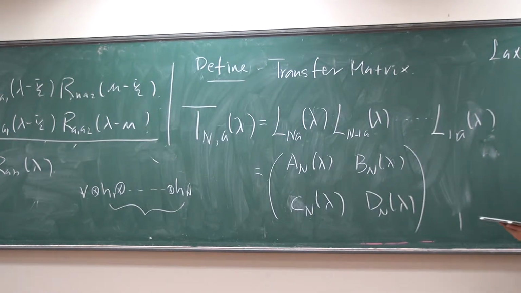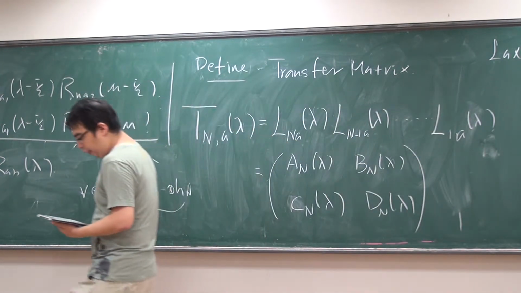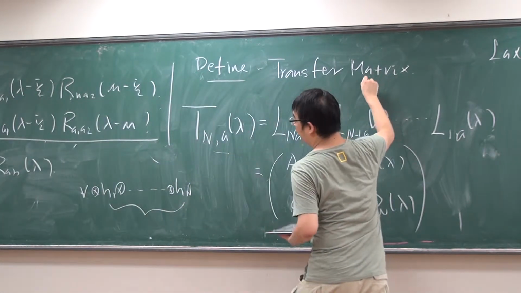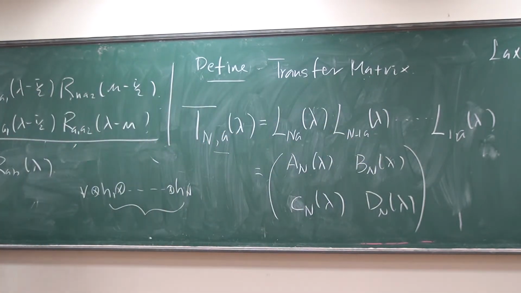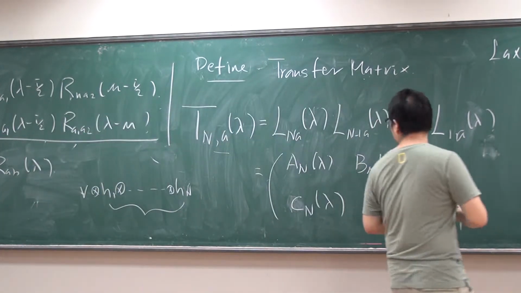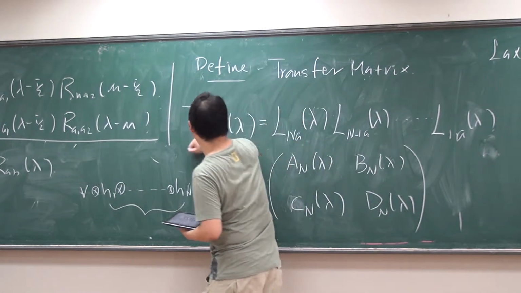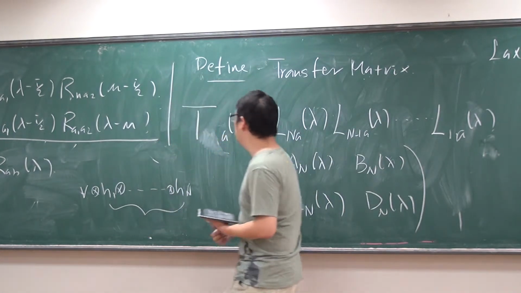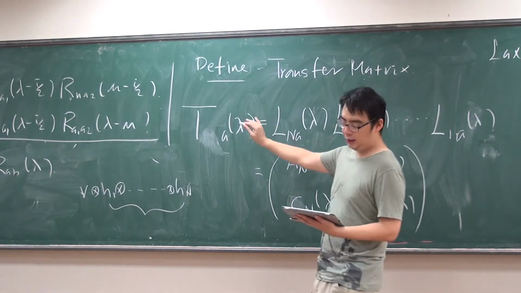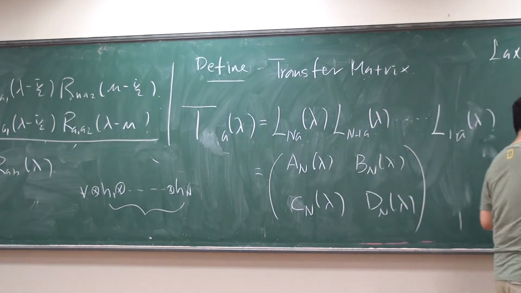Okay, so what does this buy us? First, if we define the transfer matrix this way, we can actually use the fundamental relation. I will drop the index capital N here, because I assume the lattice has n spins for now. So I'm just going to denote it as T_A(lambda).